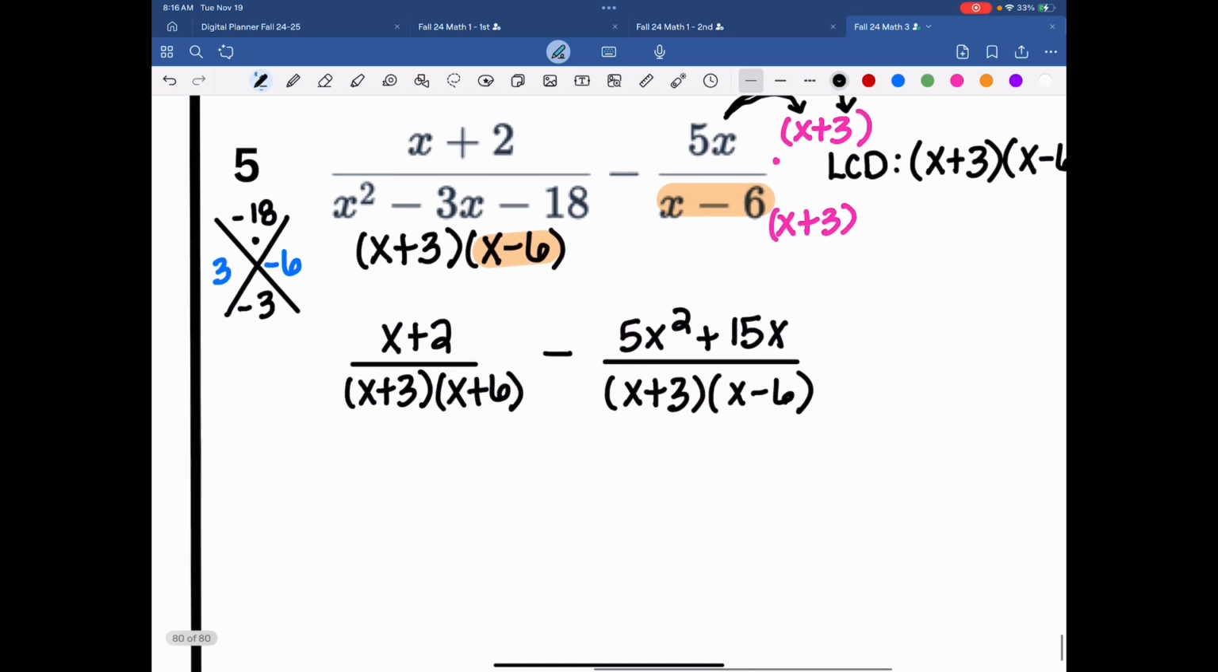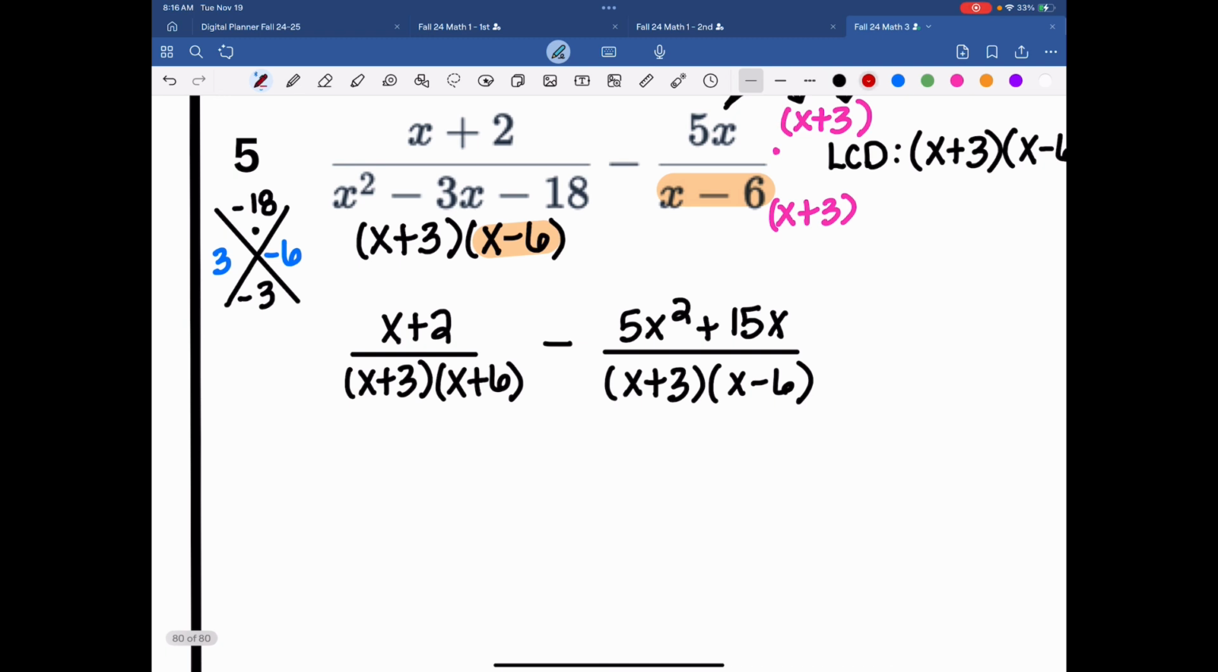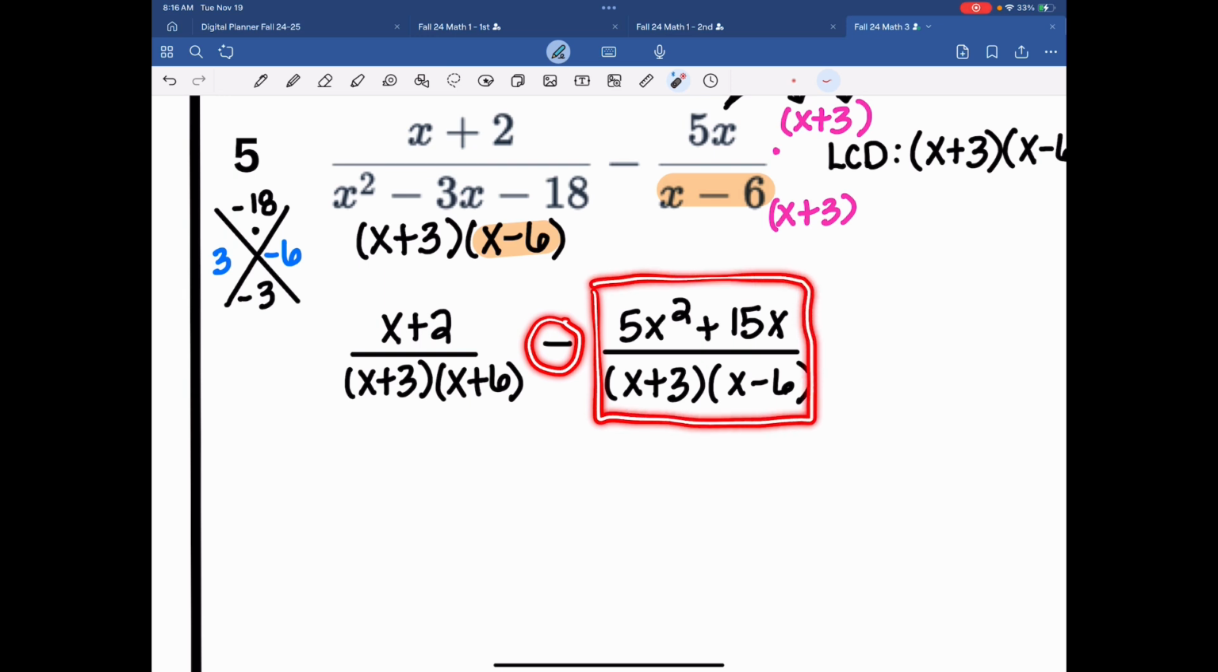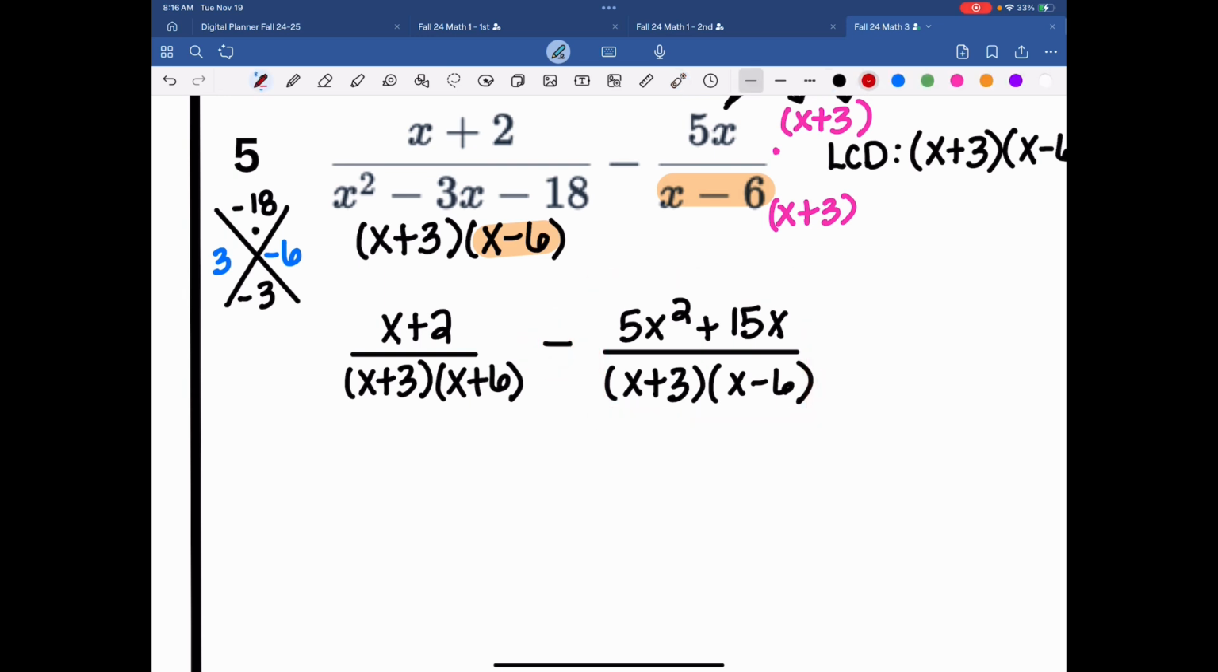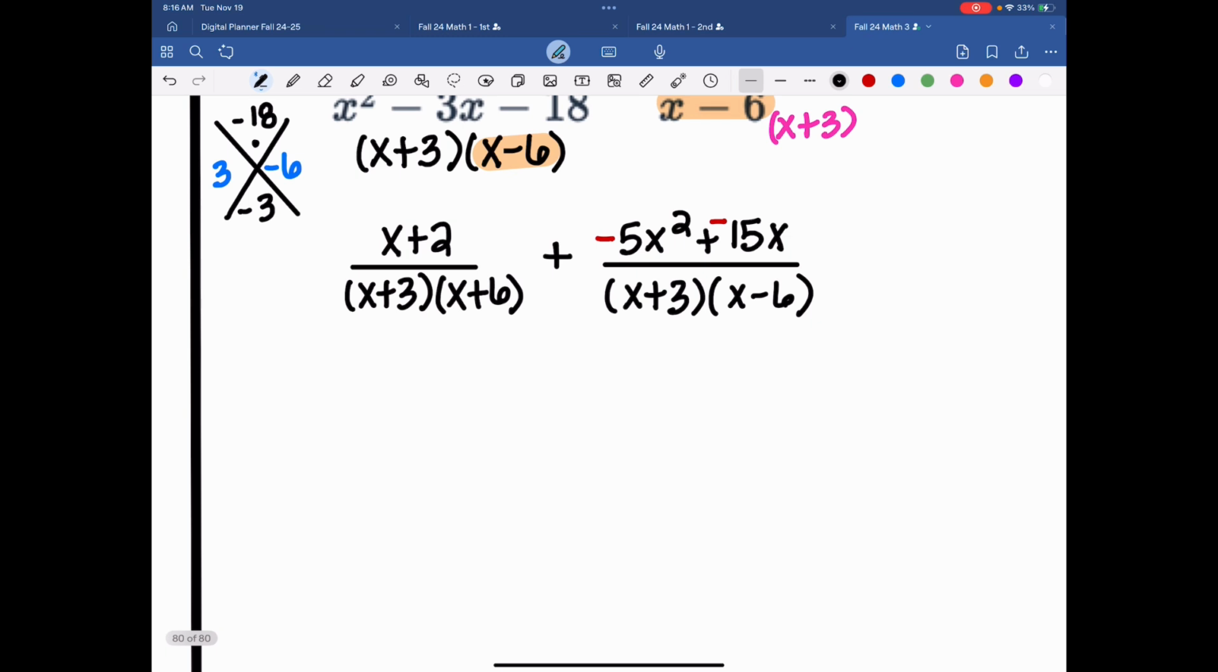Now, when you are subtracting, it is very important that you apply that subtraction. This whole thing is being subtracted, not just that first piece, the whole thing. So what I recommend doing is go ahead and distributing the negative and making that a negative 5x and this a negative 15x, and then just change that to addition. By doing that, it prevents you from accidentally forgetting to subtract the whole thing. So we can now add our numerators together.